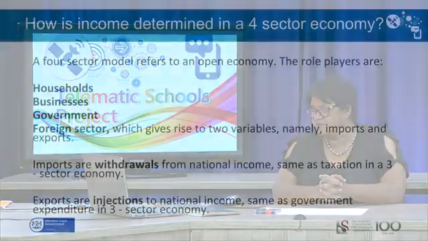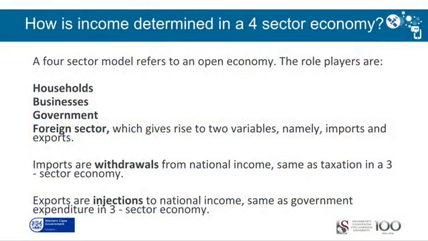The second variable that we have are exports, where exports, on the other hand, these are South African goods and services that are sold to the outsiders, right? So we sell them our goods and services, and for that we receive money. So therefore exports are seen as an injection, the same way in which we look at government expenditure in a three-sector economy.